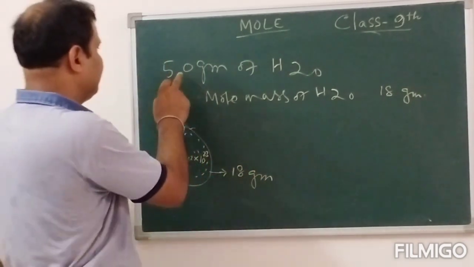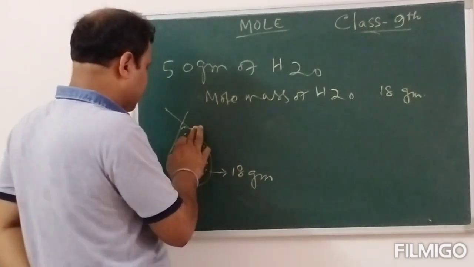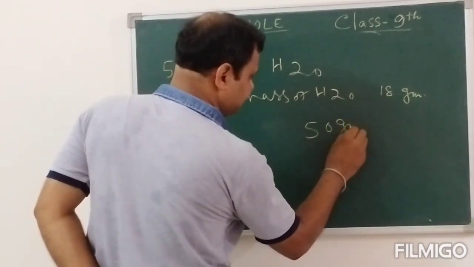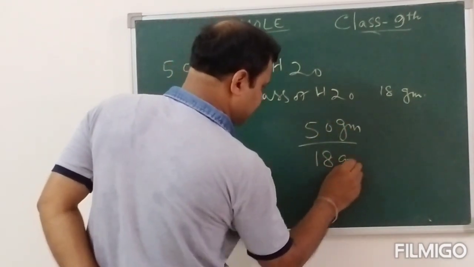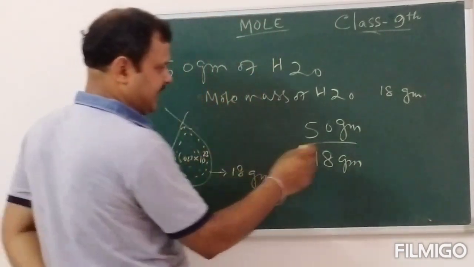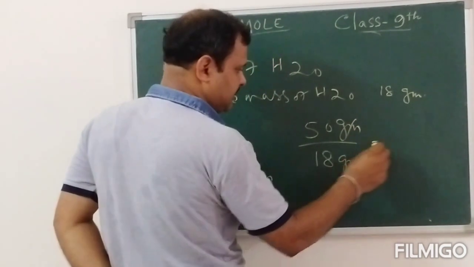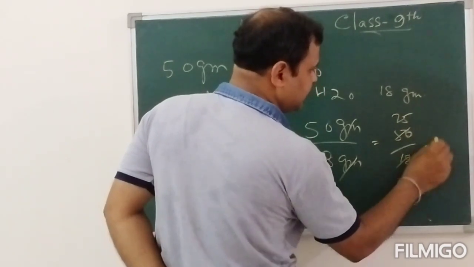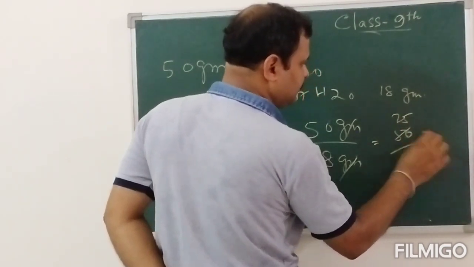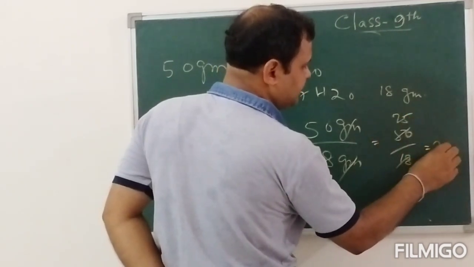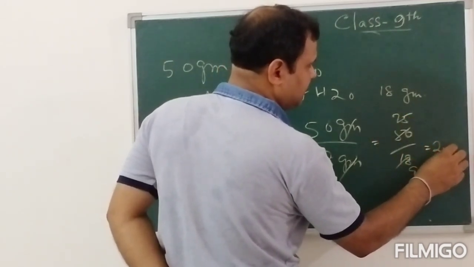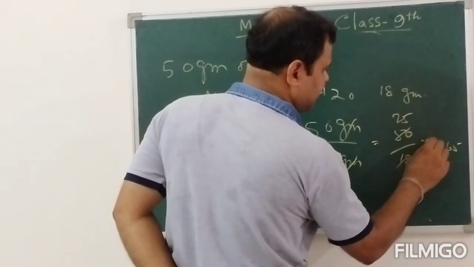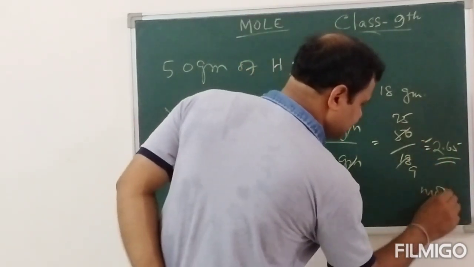Now, from 50 grams, how many of these bags or buckets can be filled up? So this is nothing but 50 grams divided by 18 grams, because 18 grams every time fills one bucket. So this is the gram factor. This is 50 by 18, so this is 25 by 9. It is around 2.65 moles.